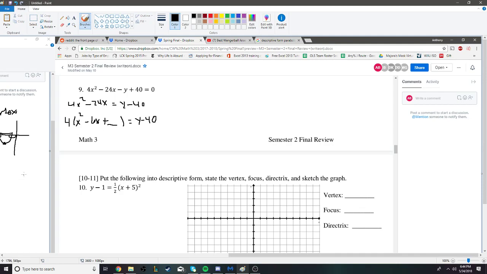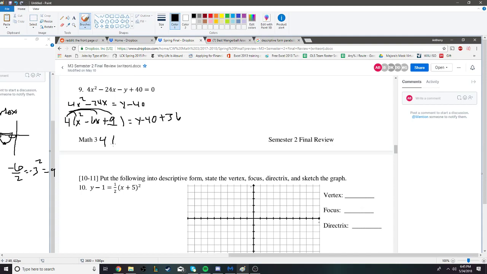Do some work off to the side. So that means I'm going to have -6 cut in half. That's -3. Square it, and we get +9. So I'm going to add 9 in here. But on this side, I can't add 9, because remember, this 4 has to distribute back into this. So 4 times 9 is 36.